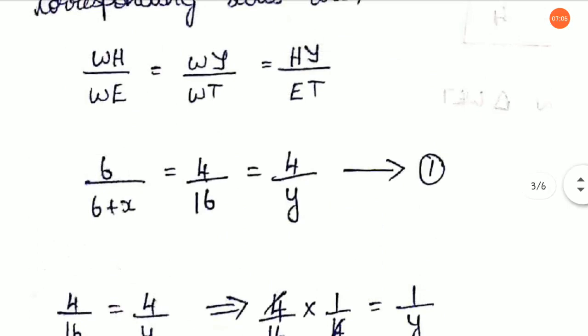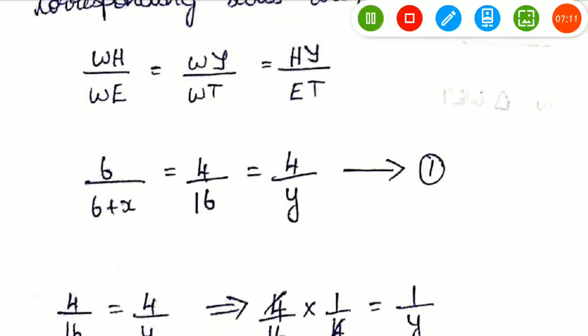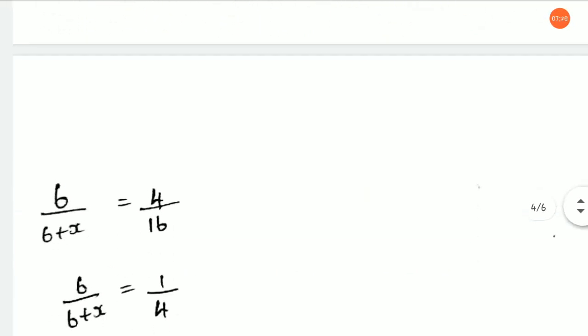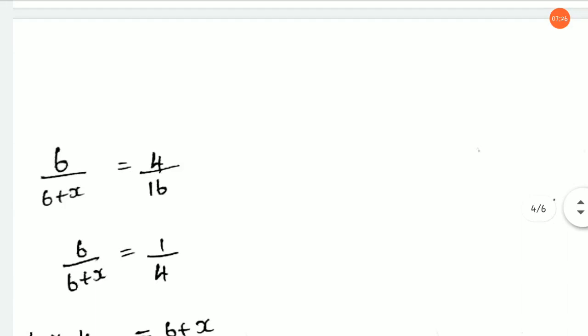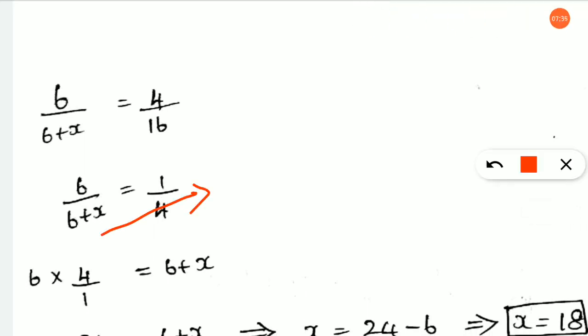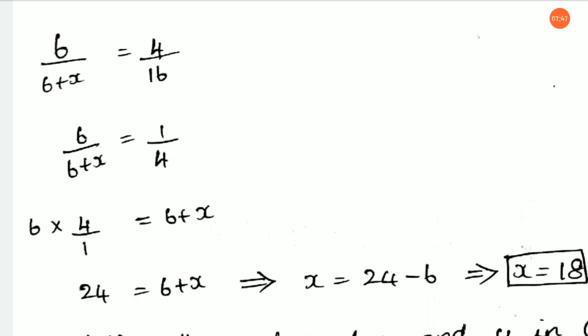After finding the value of y, we have to again find the value of x. There is one more unknown variable, right? So in order to find this unknown variable, you can directly equate these two. Now 6 by 6 plus x is equal to 4 by 16, and then I am going to keep the 6 plus x in one side, or I can take it here. Look here, this 6 plus x is taken to the other side, and 1 by 4 is brought here, so it becomes 4 by 1. 6 into 4 by 1 is equal to 6 plus x. Okay, and then 6 into 4 will give us 24. So 24 is equal to 6 plus x.